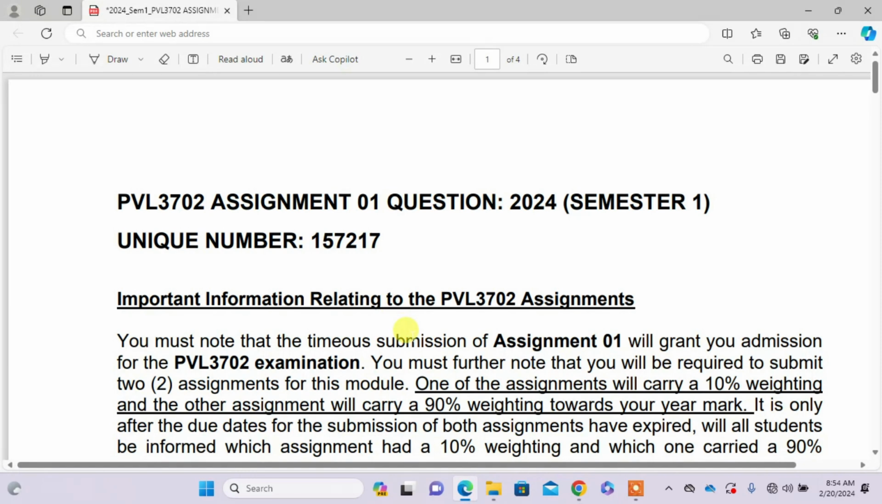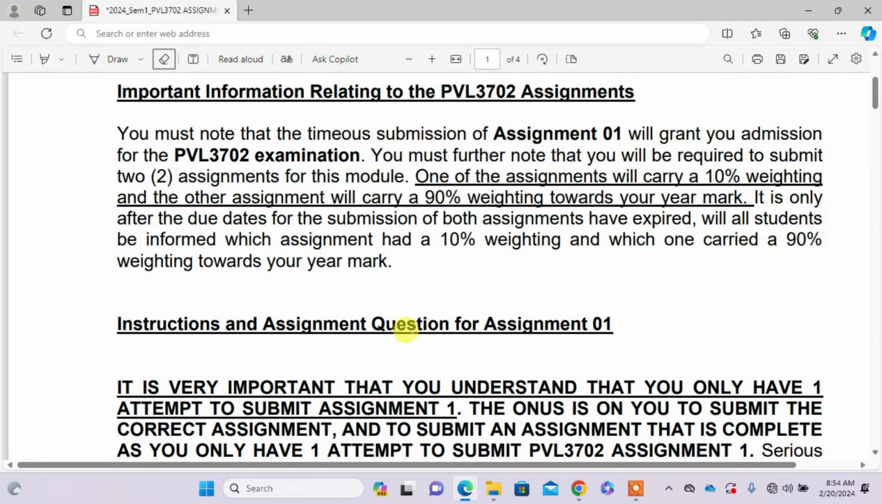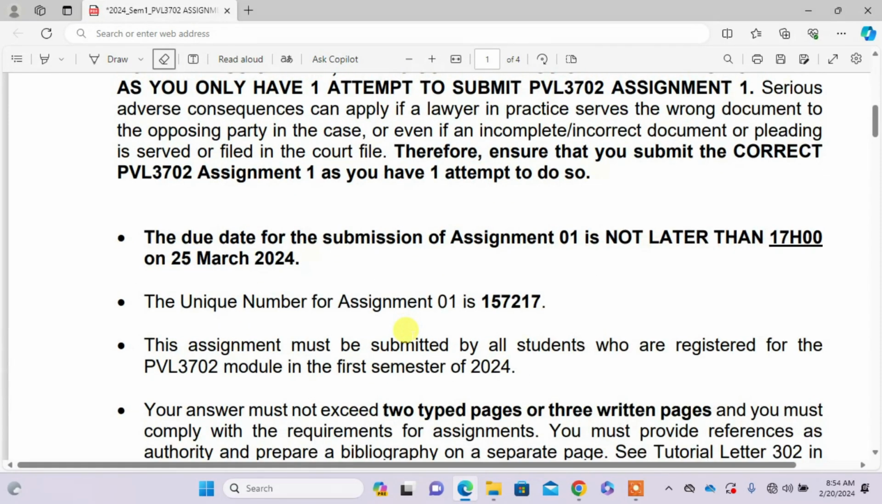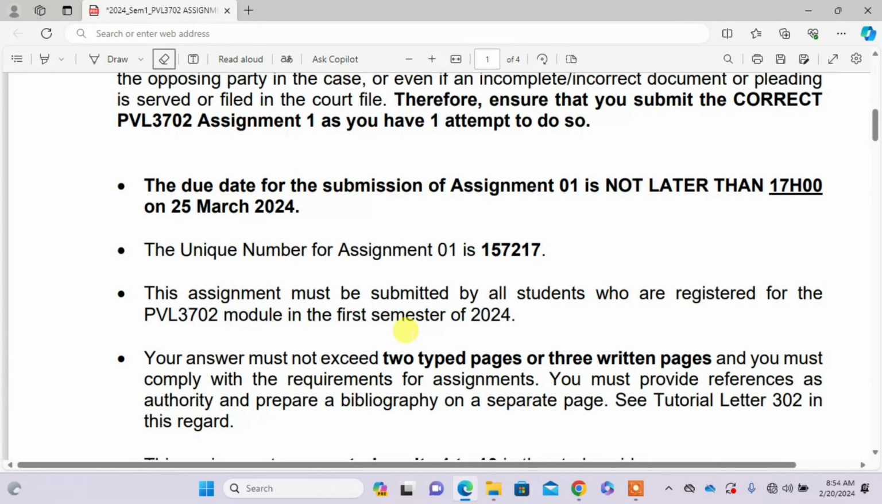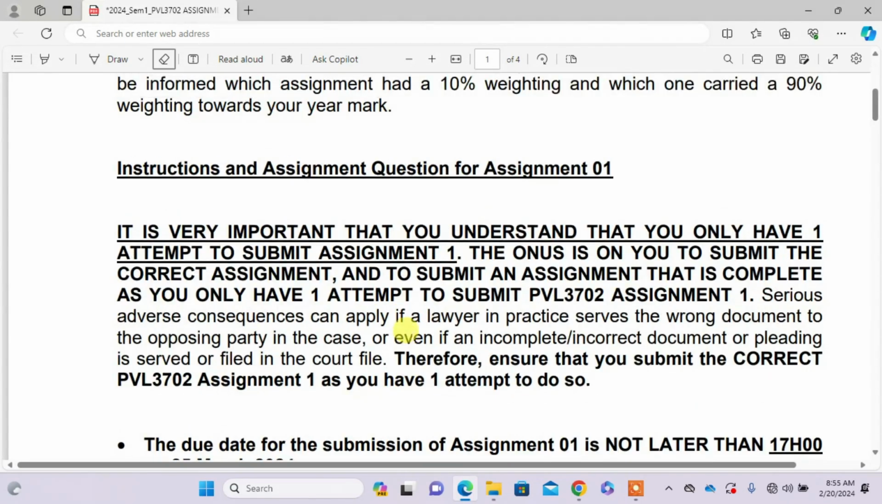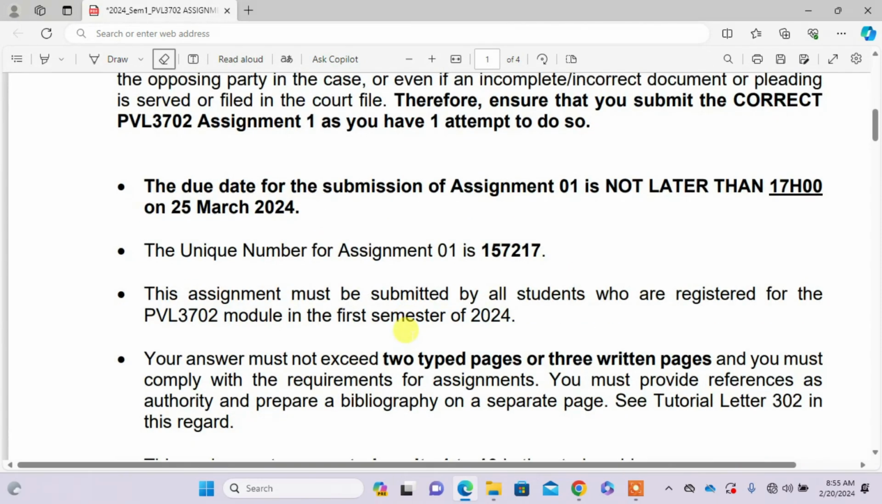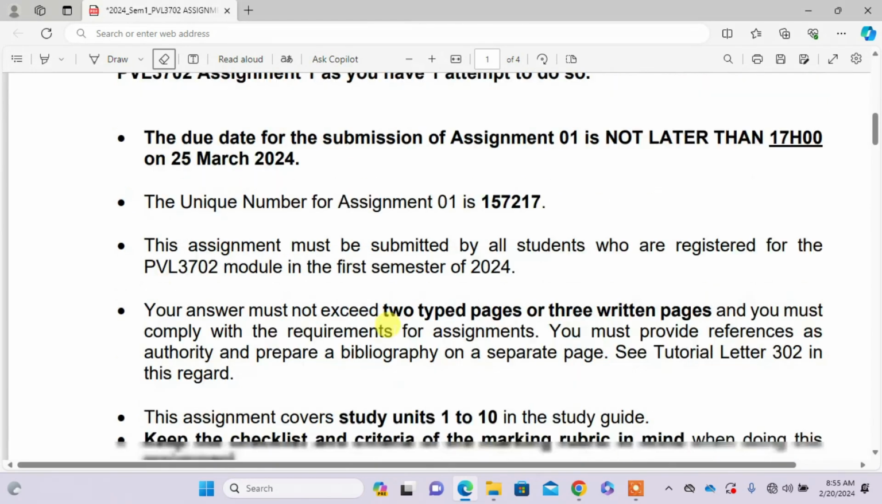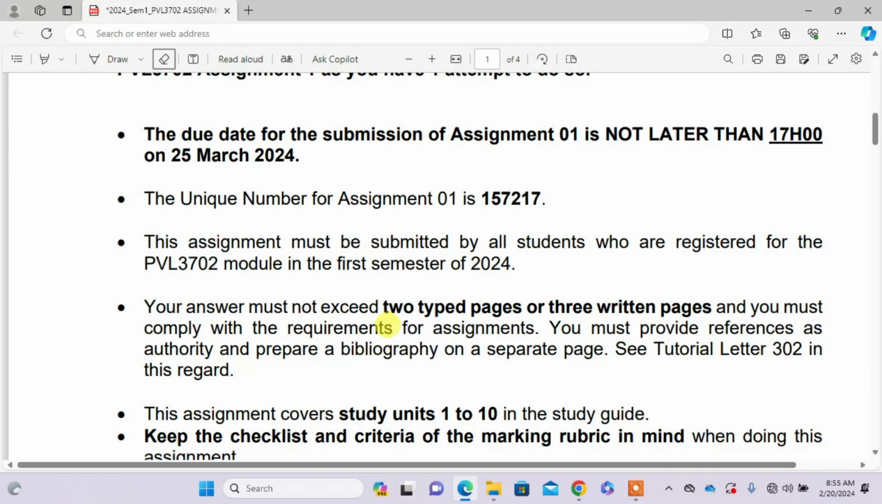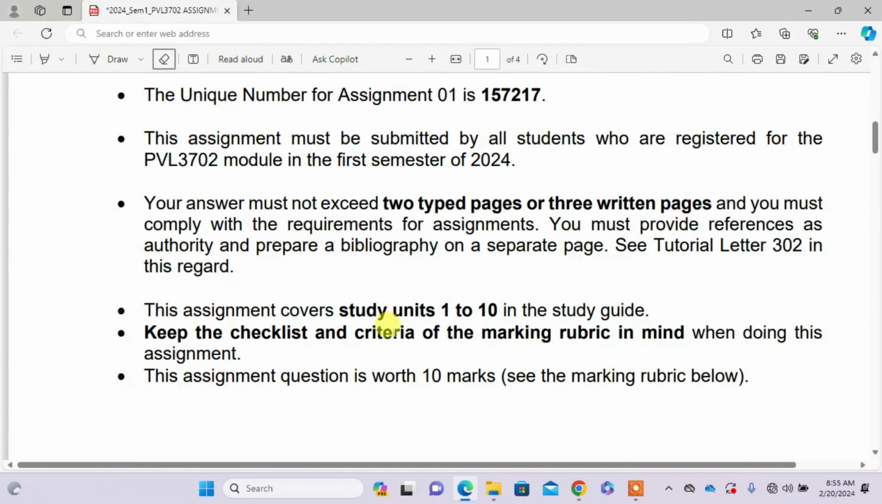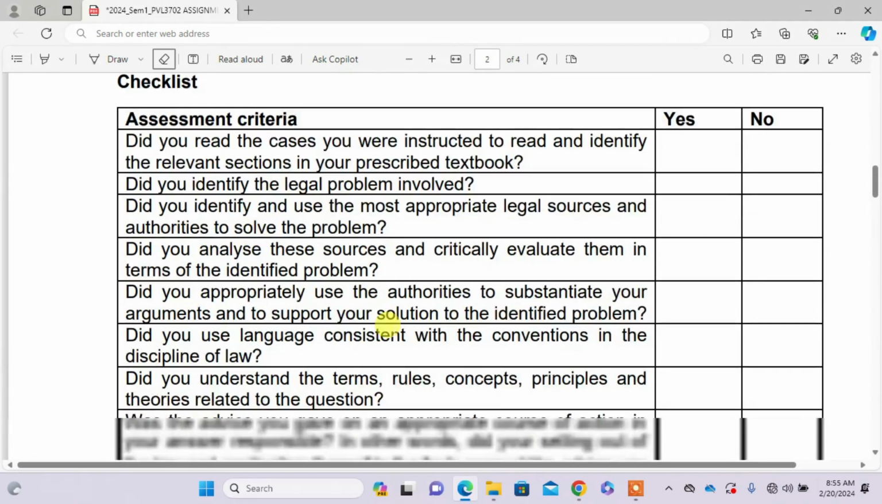Okay, so this is the assignment for 2024, assignment number 1, and good luck with this module anyway. The due date is 25 March 2024, which I believe may be extended, and it must not exceed 2 pages. Okay, so let's go down.